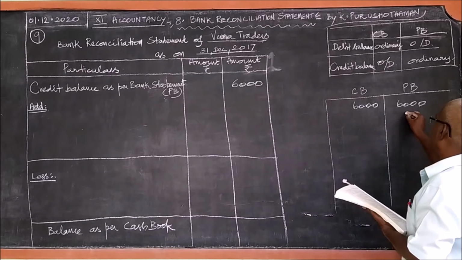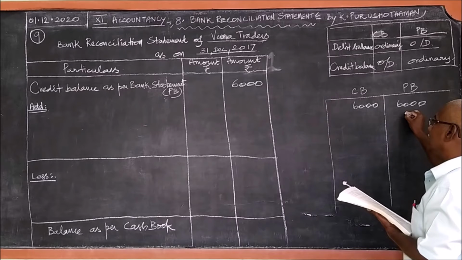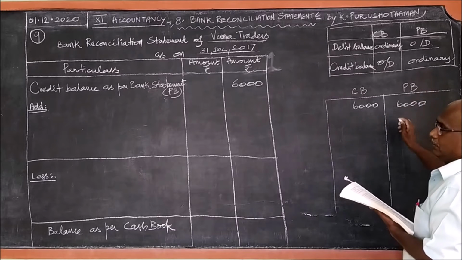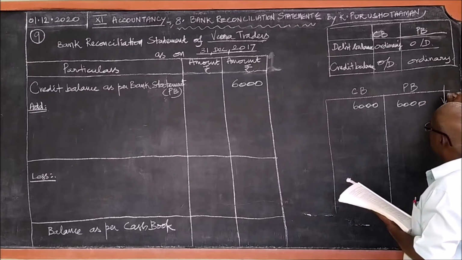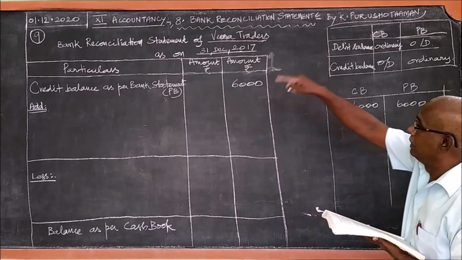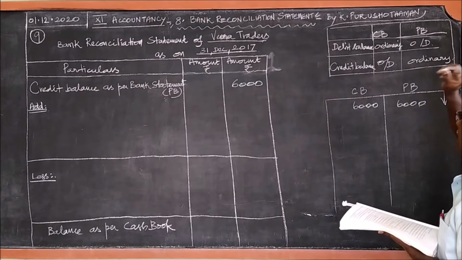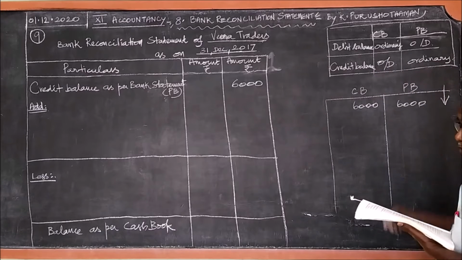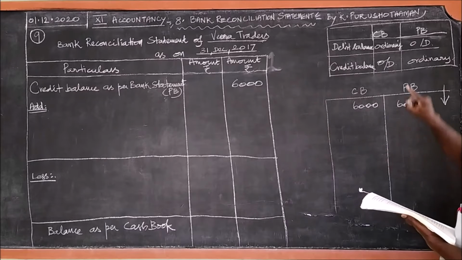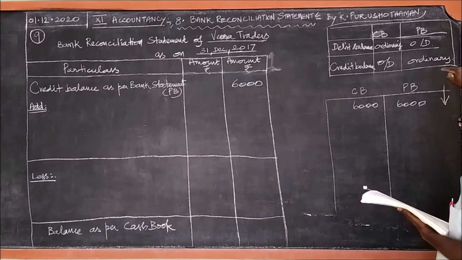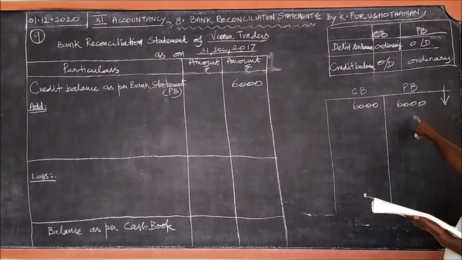So passbook how many times it has been entered? Only 1 time. So to equalize, therefore we should consider the passbook now because we have started with it. First 8 problems we consider what happened in the cash book. Now from this 9th problem we started from passbook and therefore what happens in the passbook we should consider.